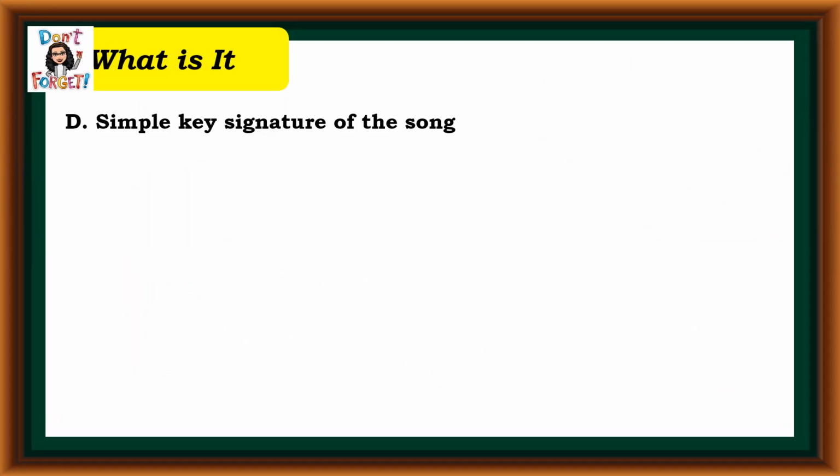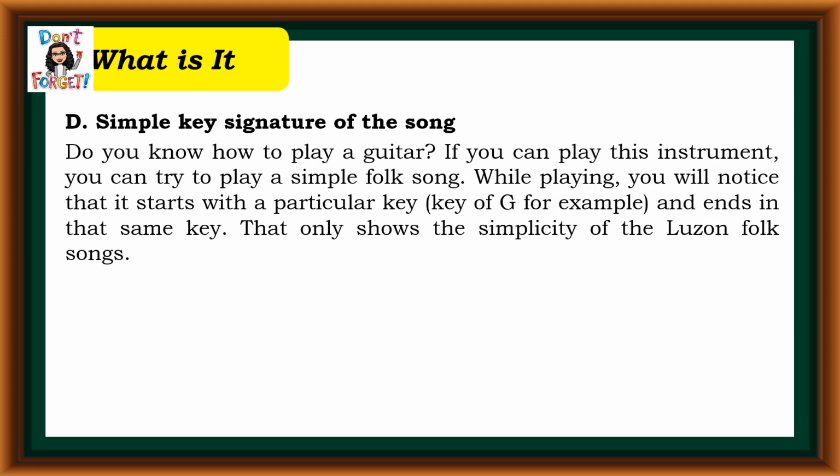Next characteristics that we have is simple key signature of the song. Do you know how to play a guitar? If you can play this instrument, you can try to play a simple folk song. While playing, you will notice that it starts with a particular key, or key of G for example, and ends in the same key. That only shows the simplicity of the Luzon folk song.